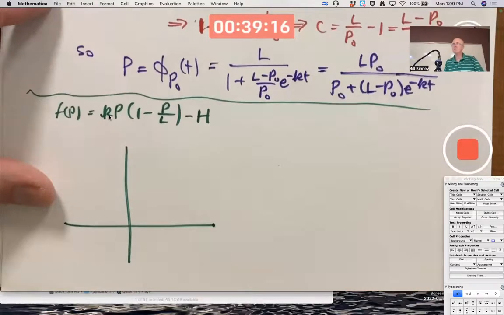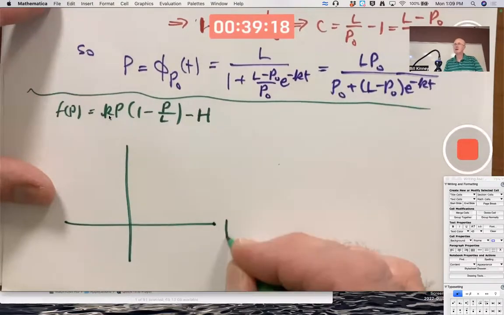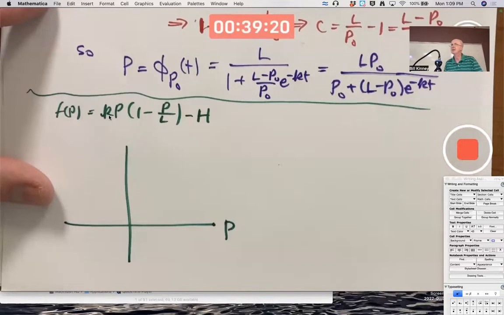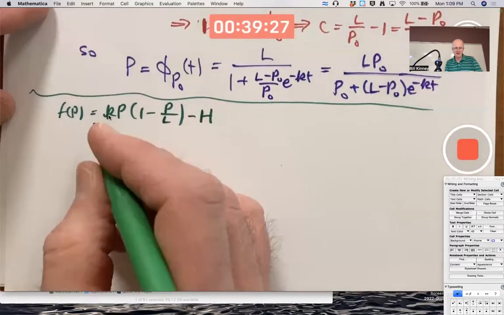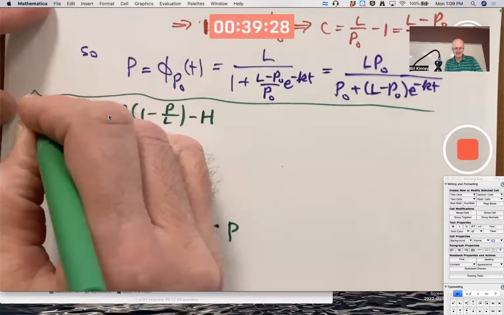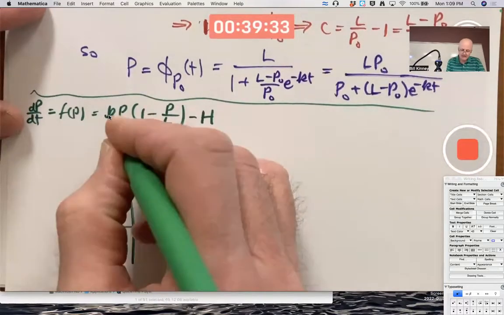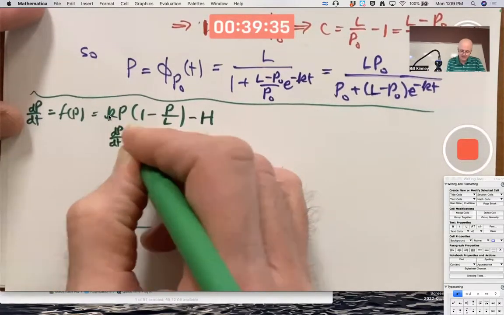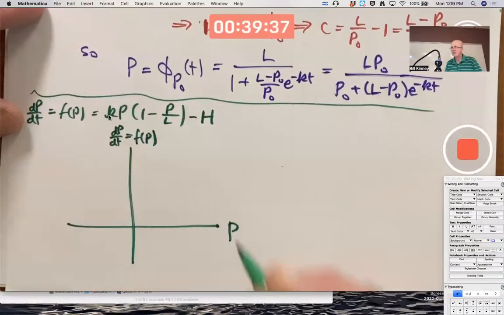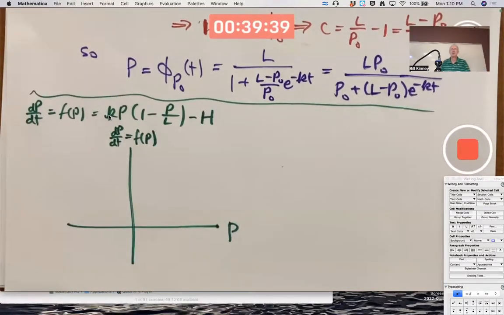Since the independent variable is p, make your horizontal axis labeled with a p. What should the vertical axis be labeled with? Well, you could label it with f of p. You could also label it with dp dt, since it is ultimately related to a differential equation. I could write dp dt equals f of p up here. Weird labeling, but nothing stopping me from doing that.